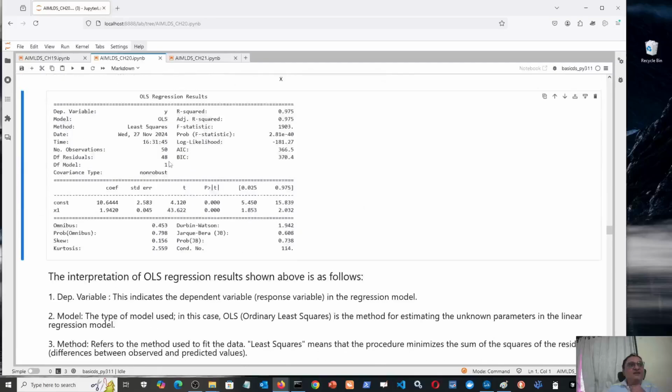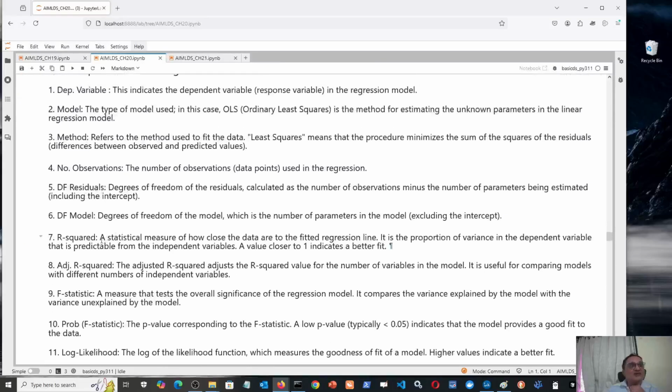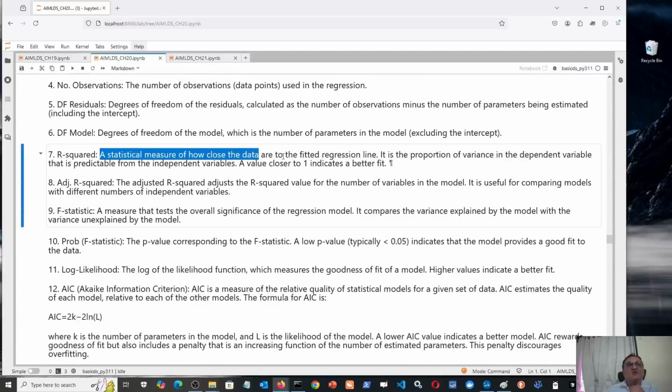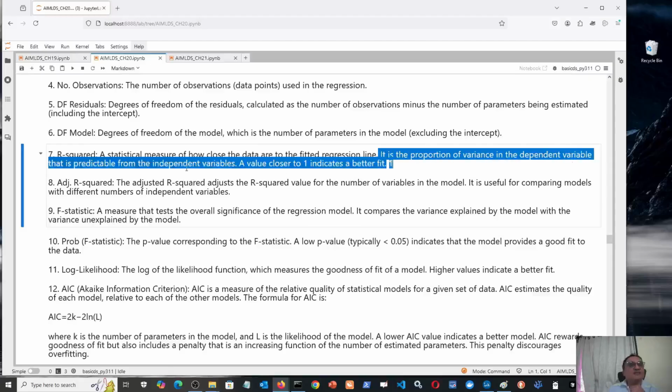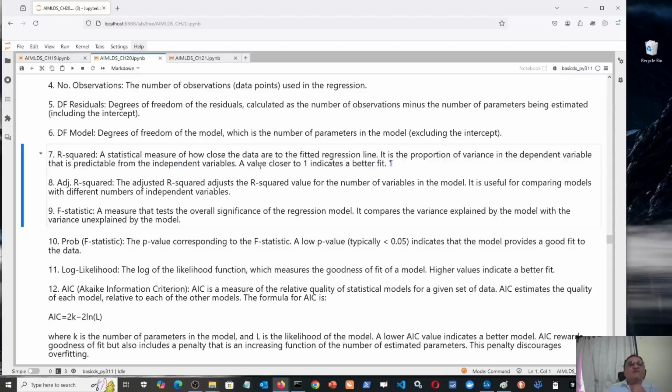Okay. Then one more thing is this R squared. Now, what is R squared? It is an important parameter. It is a statistical measure of how close the data are to the fitted regression line. It is the proportion of variance in the dependent variable that is predictable from the independent variable, and a value of R square which is closer to 1 indicates a better fit.